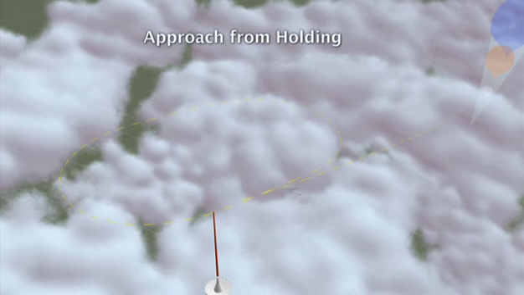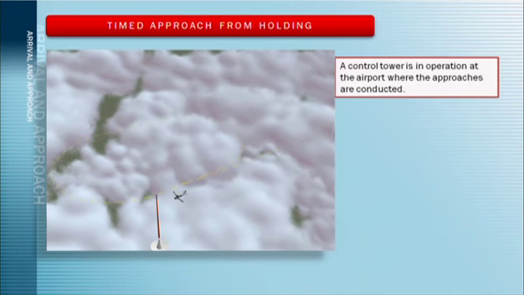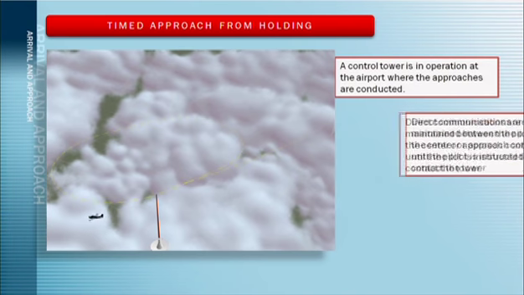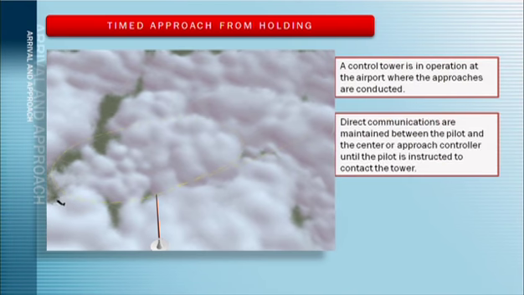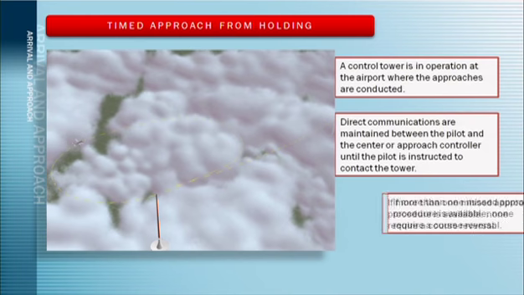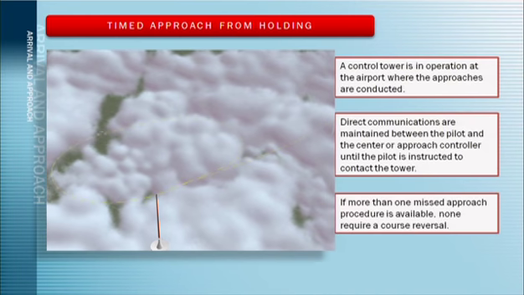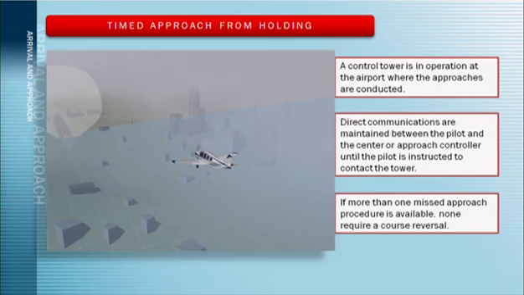Now, there are some requirements that must be met. First of all, a tower must be in operation where the approaches are conducted. Next, direct communication is required to be maintained between the pilot and the approach controller until the pilot is instructed to contact the tower. And if more than 1 missed approach procedure is available, none require a course reversal.